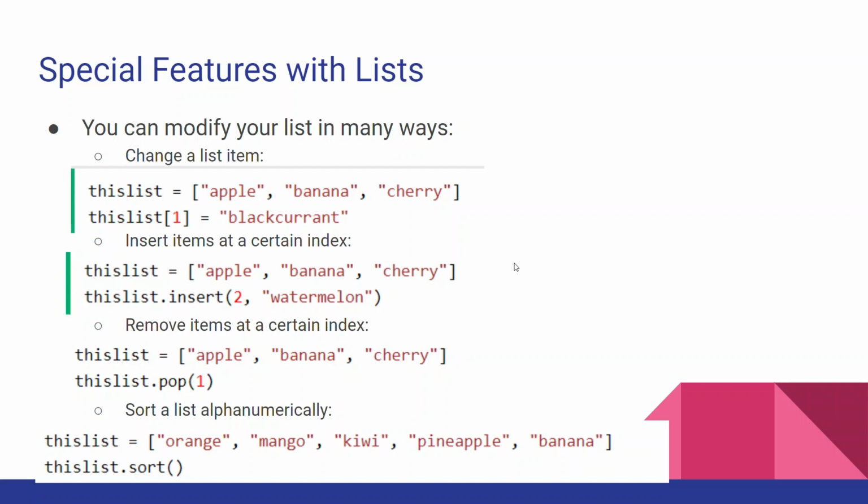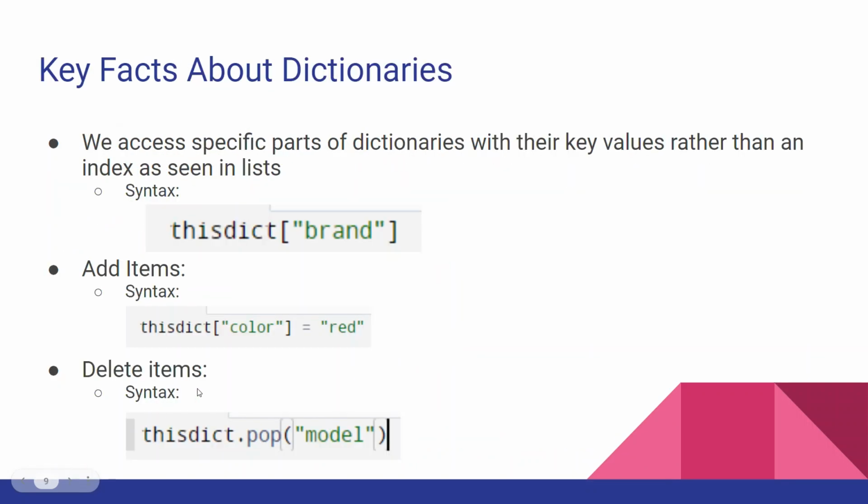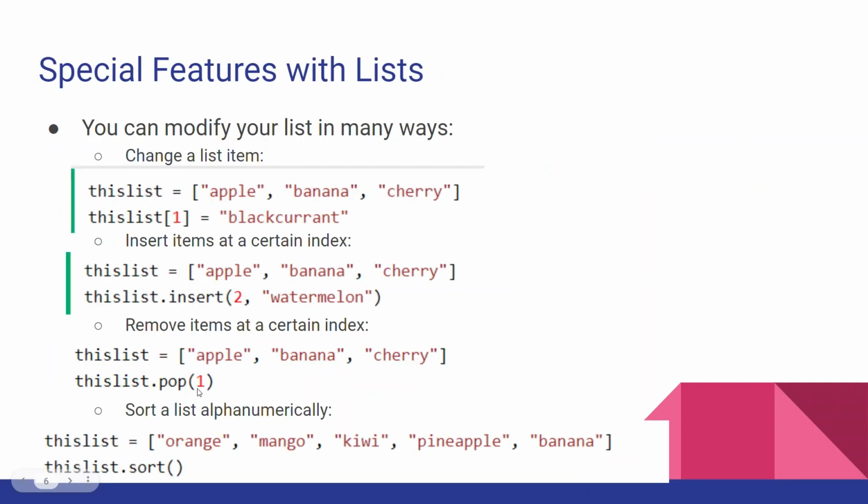So now let's say we want to remove an item at a certain index. How we would do this is use another built-in method of Python and do the name of the list, .pop, and the index that we want to remove. So our new list would become apple and then cherry.